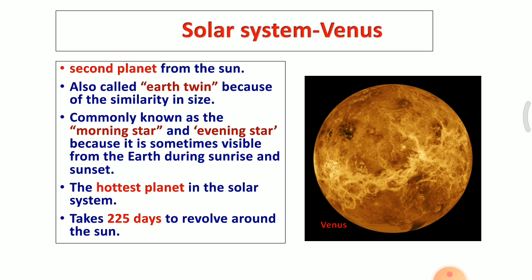The hottest planet in the solar system. It is very hot. It is so hot a planet in the solar system. It takes 225 days to revolve around the sun.